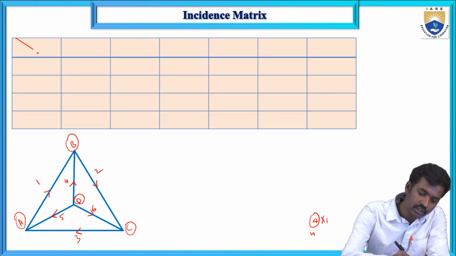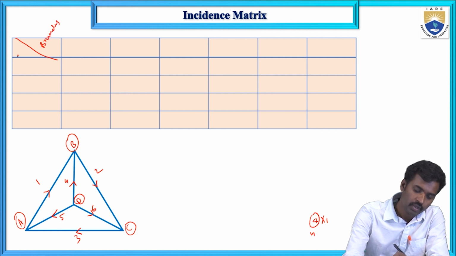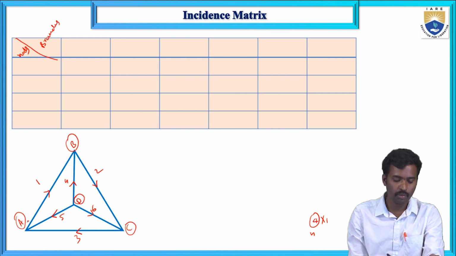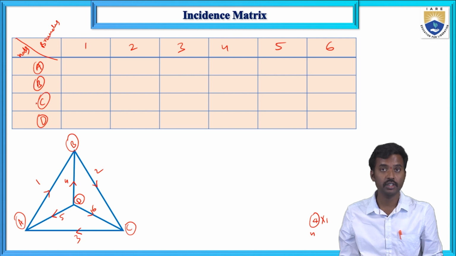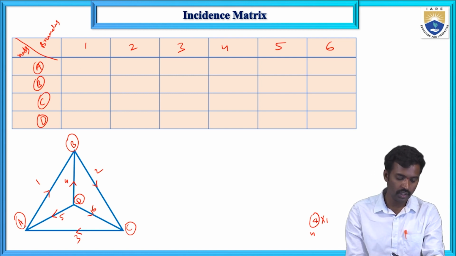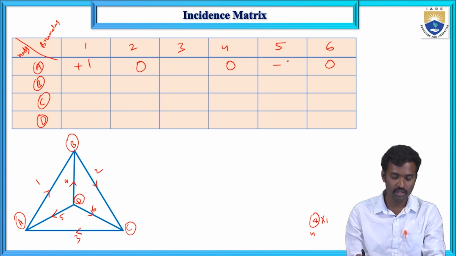Now here these are the branches 1, 2, 3, 4, 5 and 6, and these are the nodes A, B, C and D. For node A, the branches not associated are 2, 6 and 4, so those values are 0. Branch 1 is leaving away from the node, which means +1, and 5 is entering the node, which means -1, and 3 is entering the node, which means -1.